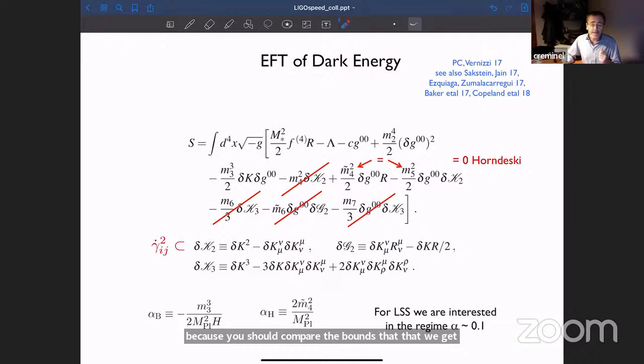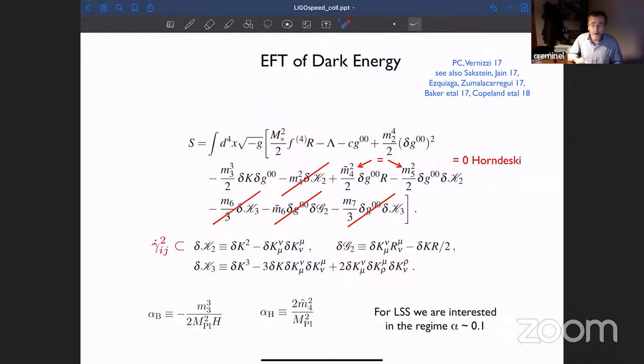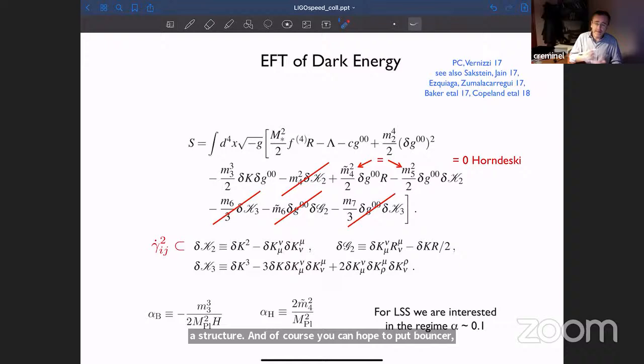For instance, when you talk about large-scale structure, the operators that I just wrote are operators that change a bit the gravity, of course. So they will affect, for instance, the clustering of large scale structure. And of course, probably Josh explained this, you can hope to put bounds on deviations from general relativity. So you can put bounds on these operators using large scale structure measurements.